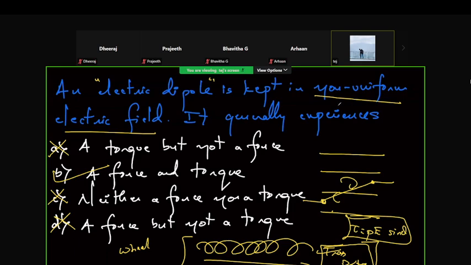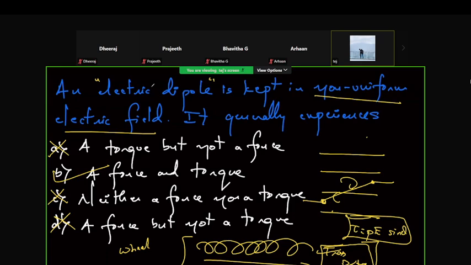Let's say I change the question. If they only say uniform motion, then what's the answer? Then option A would have been the answer. Why? Because it only experiences torque but not force. But the moment I place it in a non-uniform electric field, it undergoes a force and a torque, both of them.